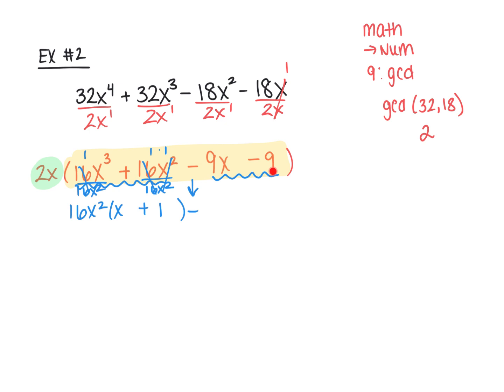The GCF between negative 9x and negative 9 is simply negative 9. Now you want to be careful. If there's a negative sign here, that goes with your GCF. So we're actually going to take out a negative 9. So when you're doing your division, you're dividing by negative 9. So here, negative 9x divided by negative 9, well, these 9's will cancel, the negative 9's, and you're left with x. But the second term, negative 9 divided by negative 9, is actually a positive 9.